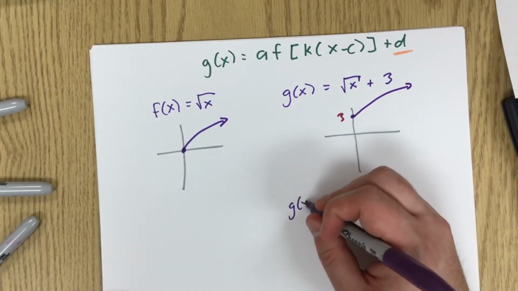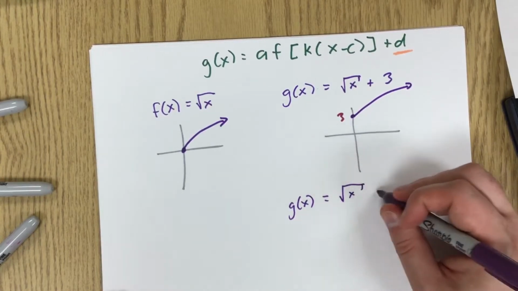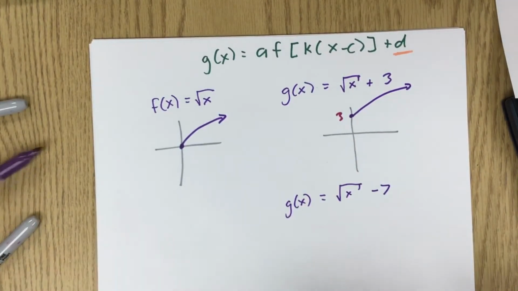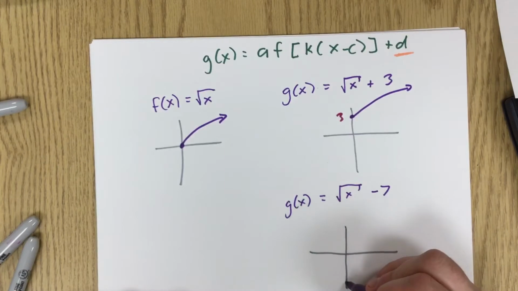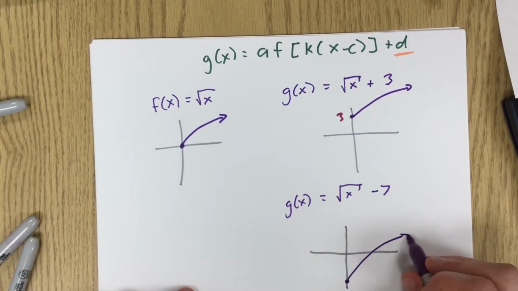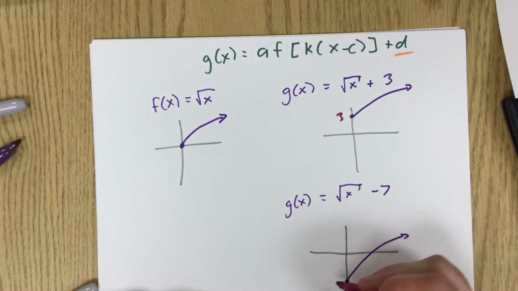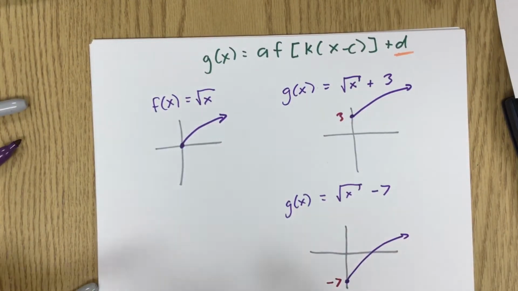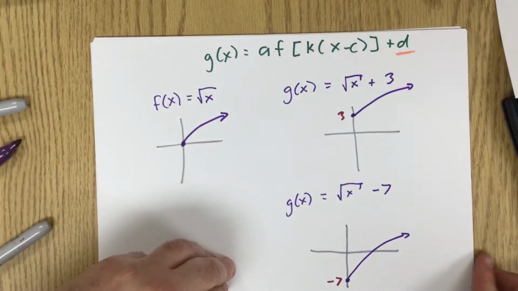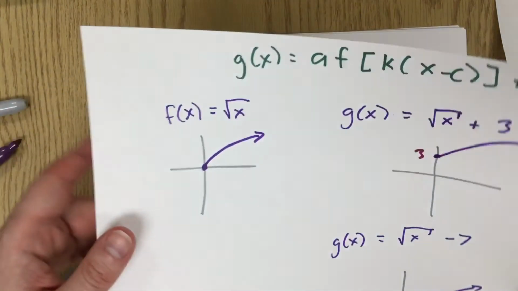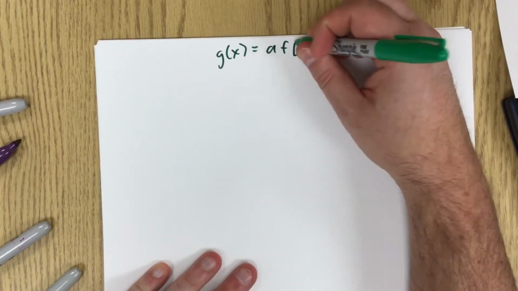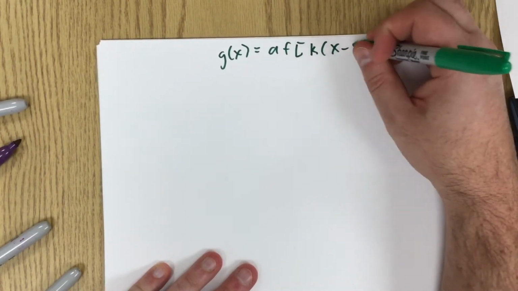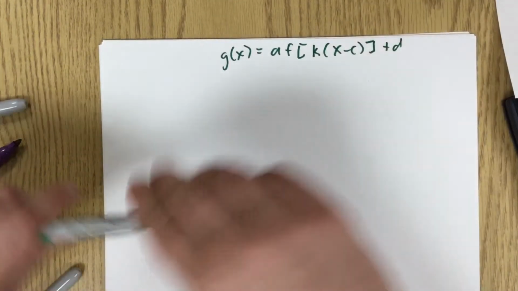Similarly, we could say that g of x is the square root of x minus 7. And that would be the same graph, but it's moved down 7. So it's moved down 7 to there. And so that's our D. So again, our generic form is a f of kx minus c plus d.